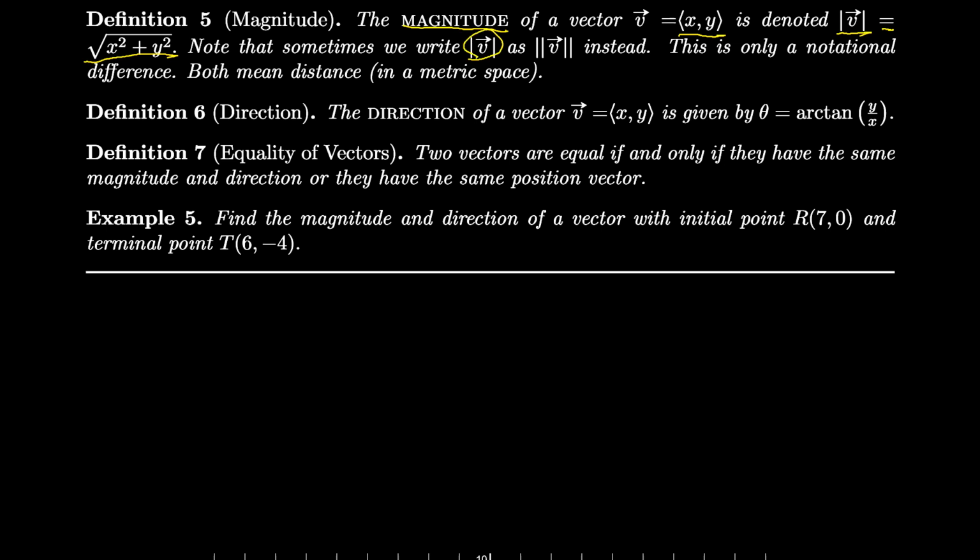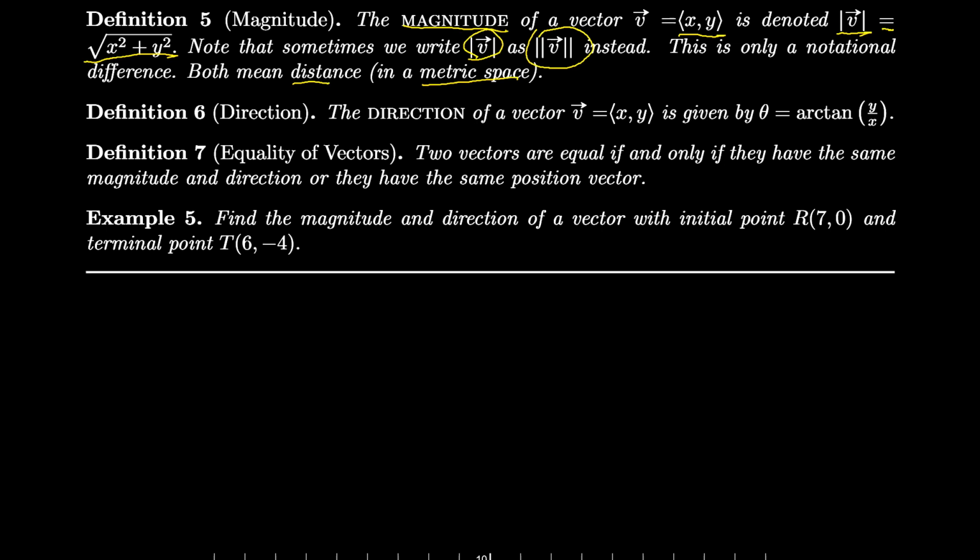Note that sometimes we write the absolute value of v, which is read the magnitude of v. If you're talking about the magnitude of a vector, that's the magnitude of v. And then sometimes we use two absolute value signs on either side instead. They both mean the exact same thing. It's the square of the first component plus the square of the second component, all under a square root. And that's just a distance. They both just mean distance in a metric space. And if you want a ton of deep lore reading on this, go read up on metric spaces. You can learn a thing or two.